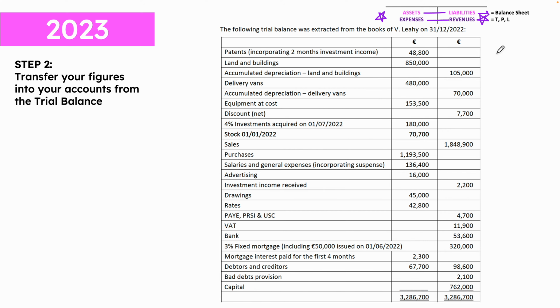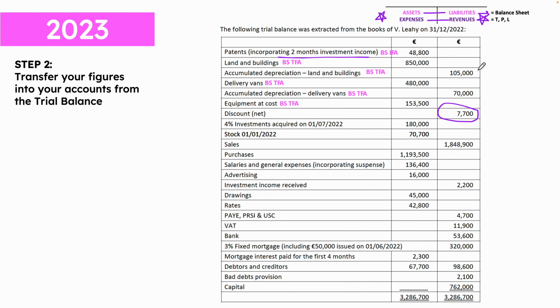Okay. So looking down through the trial balance, then we're going to identify where everything needs to go. So patents is going to go into intangible fixed assets. We'll worry about this information in the brackets later. Land and buildings and then the accumulated depreciation in the land and buildings are both going to go into the tangible fixed assets. Delivery vans and the accumulated depreciation of delivery vans are both going to go into the tangible fixed assets. And equipment is going to go into the tangible fixed assets.